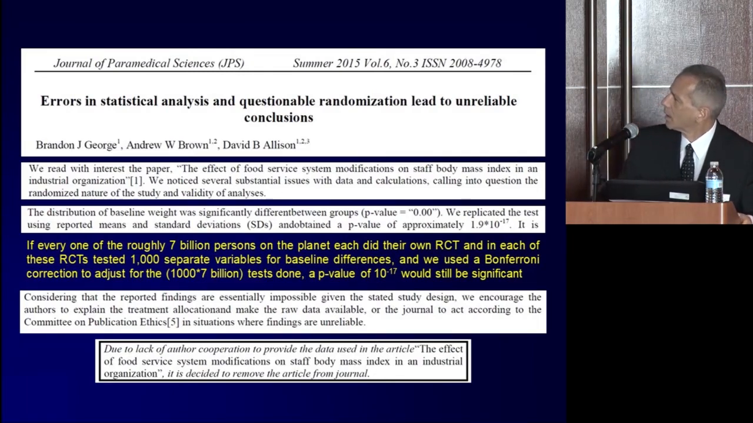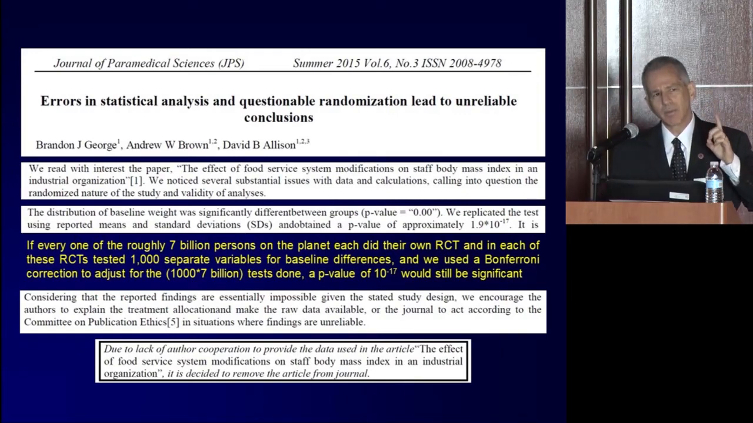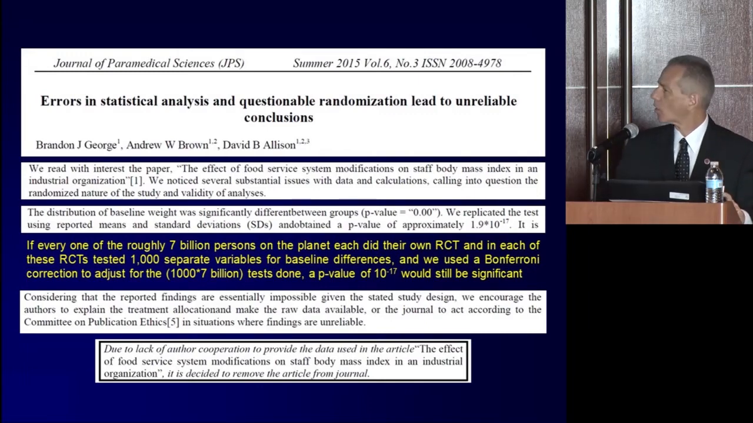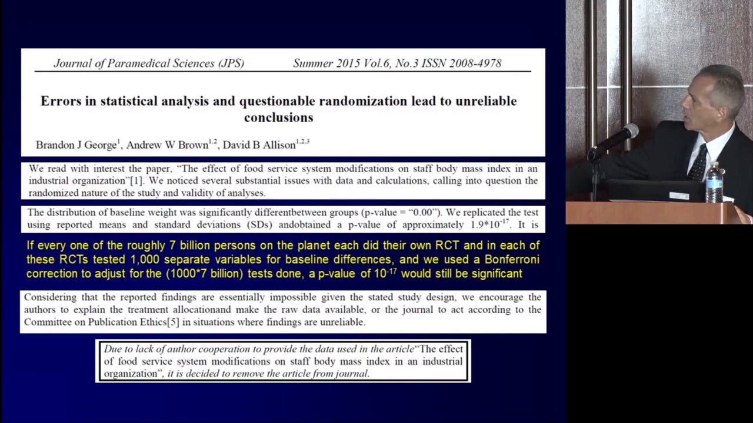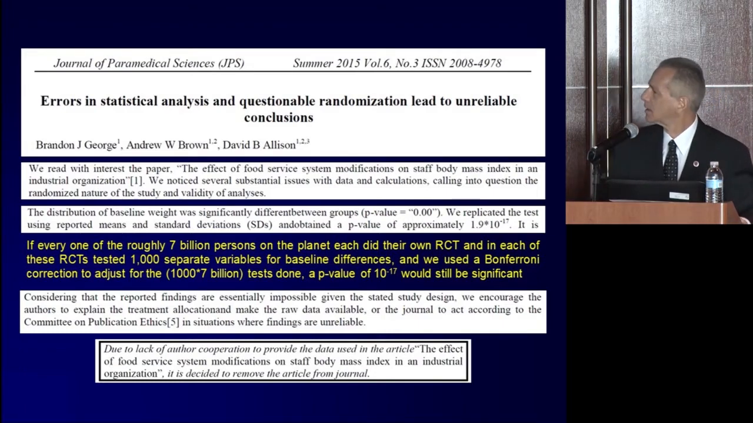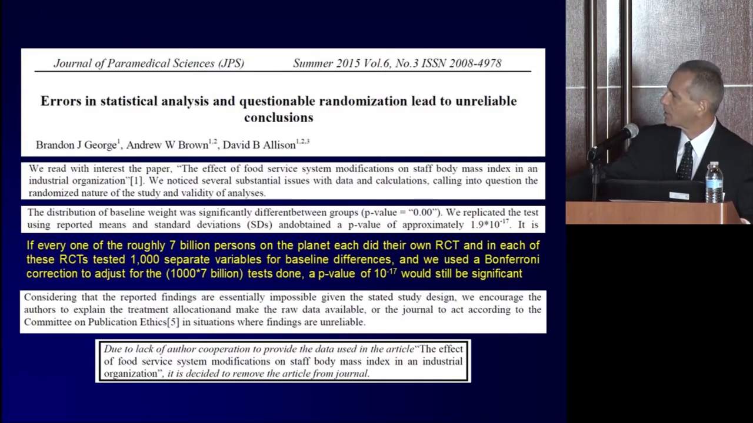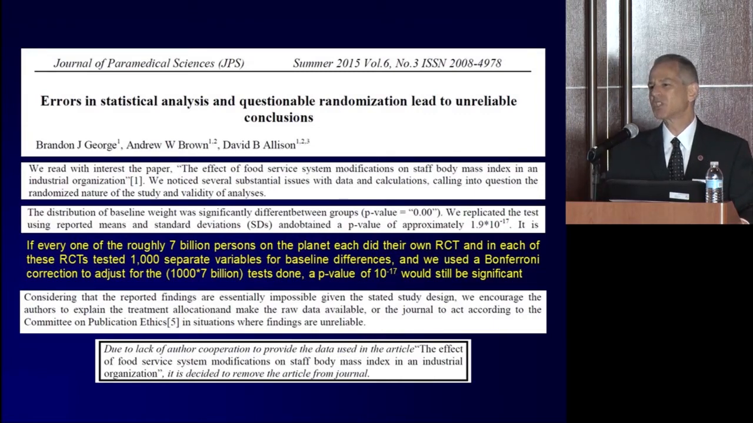All right, now, let me just make this clear. If every one of the 7 billion people on the planet did their own randomized controlled trial, and in each of those trials, they tested 1,000 different variables for baseline differences, and we used a Bonferroni correction to correct for the fact that there were 7 billion times 1,000 different tests done, 10 to the minus 17 would still be statistically significant. So for practical purposes, this is impossible. So we wrote a letter to this effect. The authors could not produce the data, and therefore the journal retracted the paper. So this was one where we thought, okay, this was a good outcome. It took a little while. Again, the authors weren't going to do it, but the editor stepped in and did the right thing.